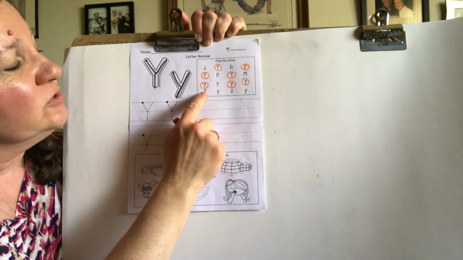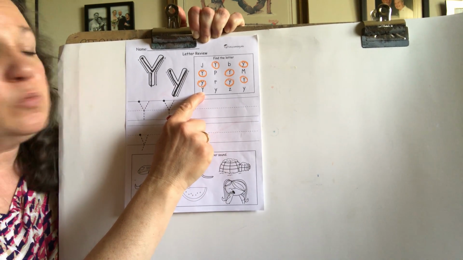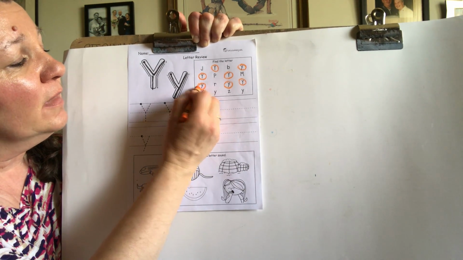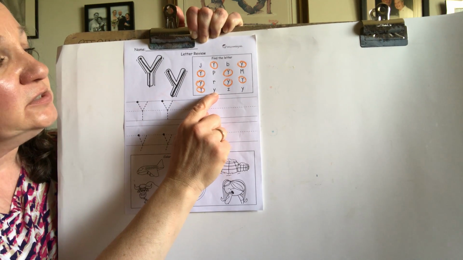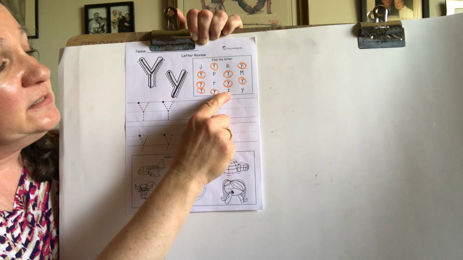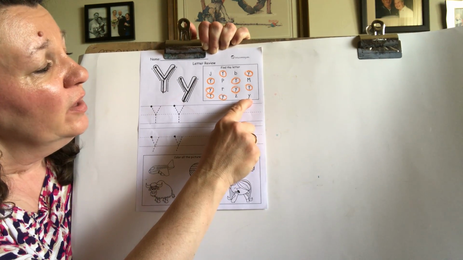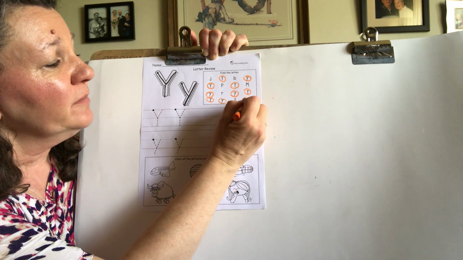All right, let's come down to our next row. The first letter, that's a capital Y. Let's circle that one. And what is this one? That's a lowercase y. Let's circle it. And you know what letter this one is? That's a Z. That's a letter we're going to work with next week. And what is this letter? That's a lowercase y. Let's circle it.